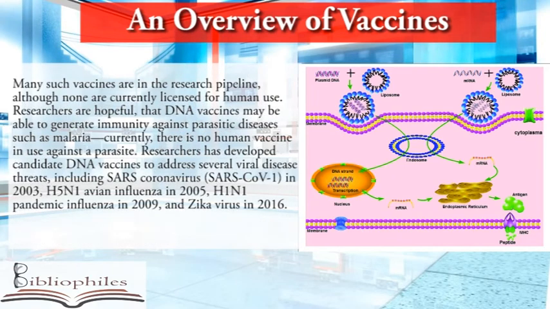Although many such DNA vaccines are in the research pipeline, none are currently licensed for human use. But researchers are hopeful that DNA vaccines may be able to generate immunity against parasitic diseases such as malaria. Currently, there is no human vaccine in use against a parasite. Researchers have also developed candidate DNA vaccines to address several viral disease threats, including SARS coronavirus 1 of 2003, H5N1 avian influenza of 2005, H1N1 pandemic influenza of 2009, and Zika virus of 2016.